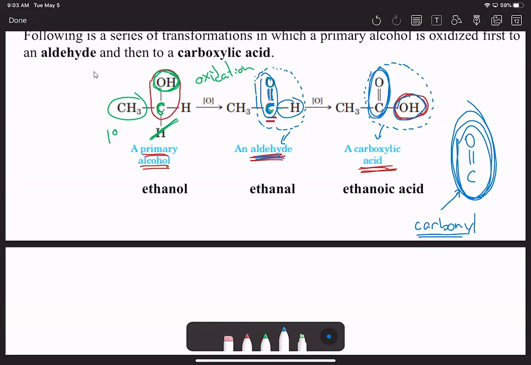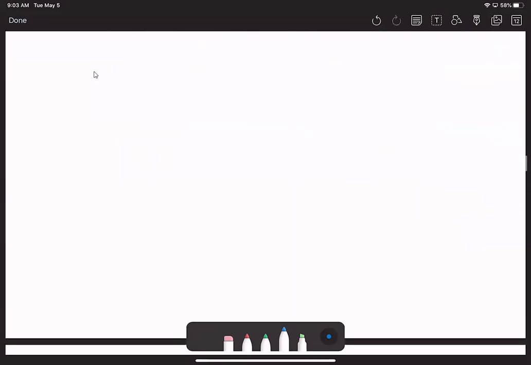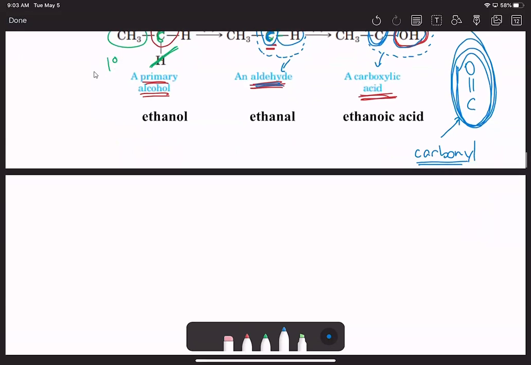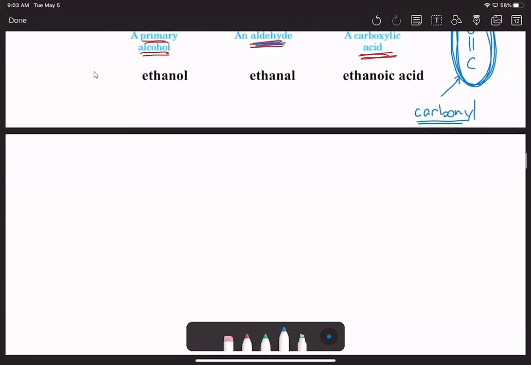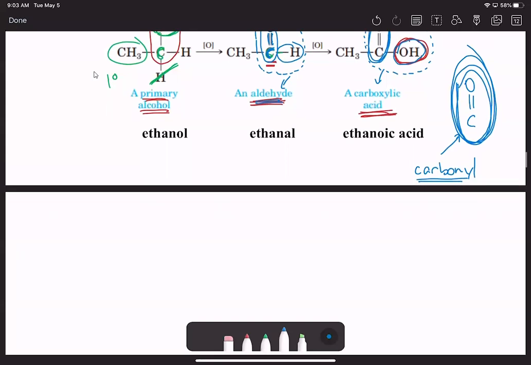All right, let's look at secondary alcohols now. Actually, you know what? No, let's do a reaction first. Let's do a reaction going from a primary alcohol. So here's a primary alcohol. If I oxidize it, I'm going to use some oxidizing agent there. And if I oxidize it the first time, I'm going to get an aldehyde.